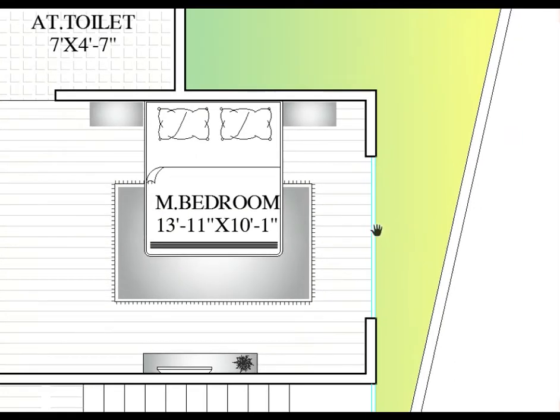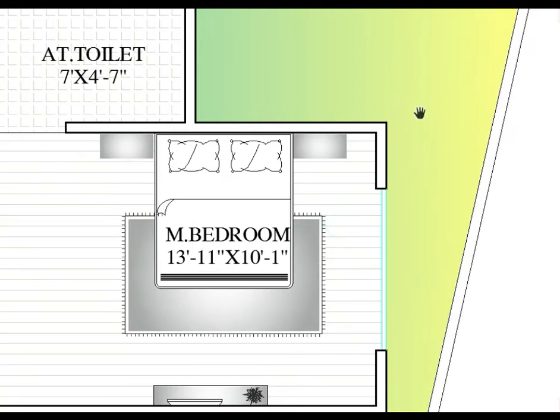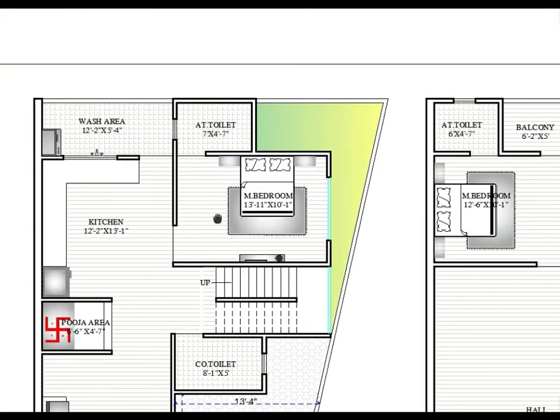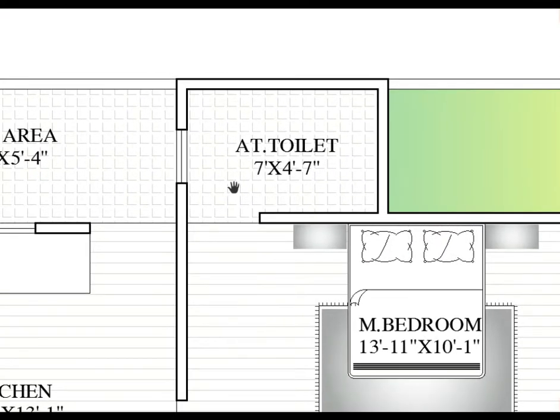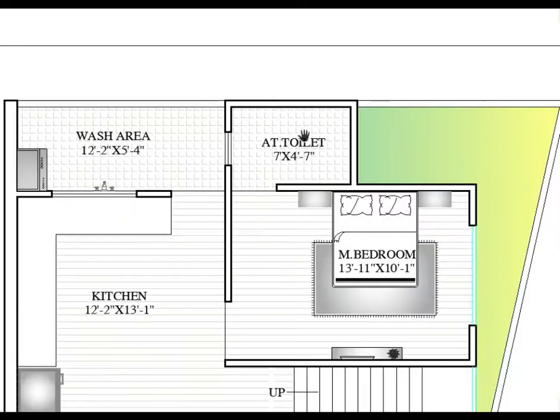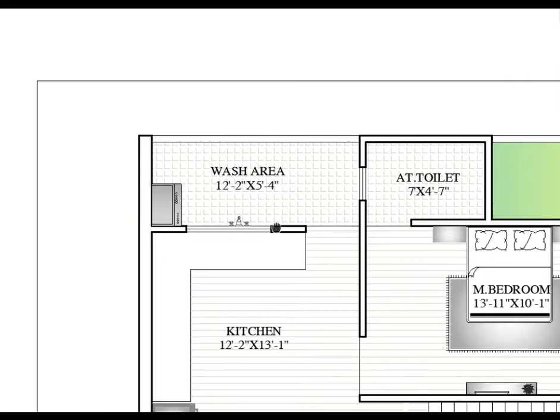We are also providing some green space for refreshing. Here is the sliding door, through which we can also go to the backward side. This one is the attached toilet, which is 7 feet by 4 feet 7, meaning horizontally 7 feet and vertically 4 feet 7 inch.